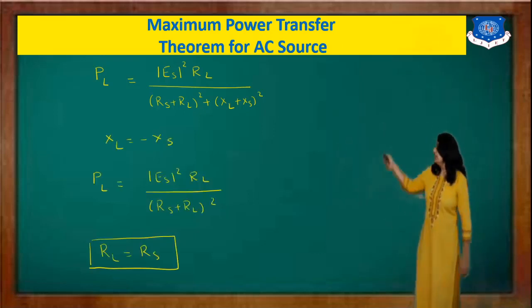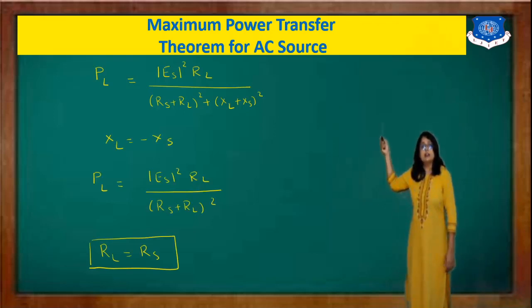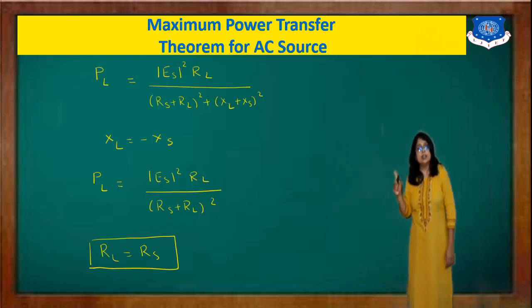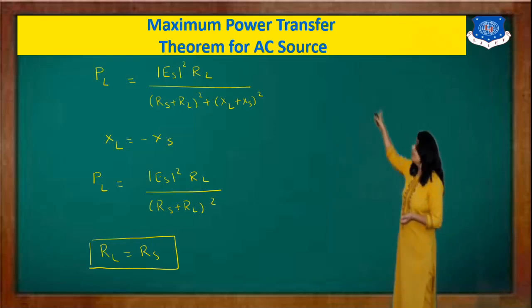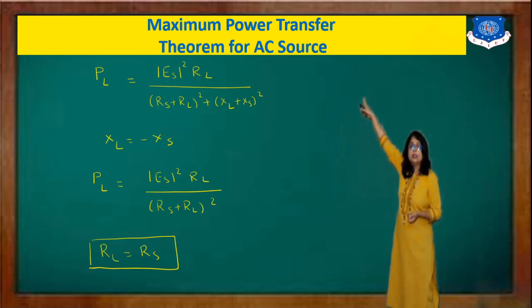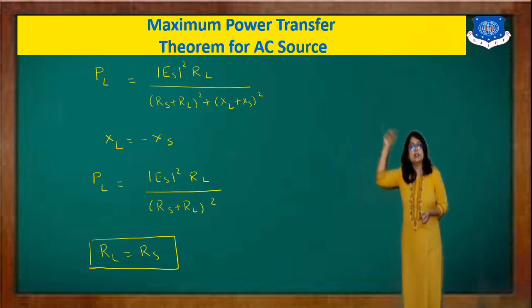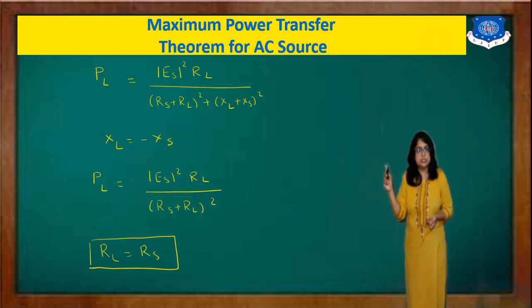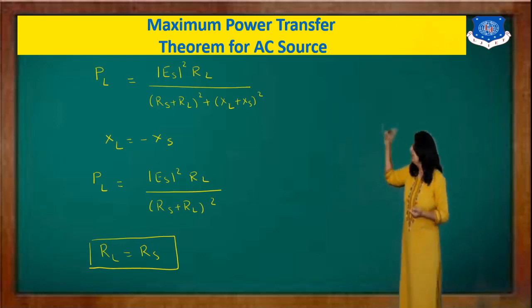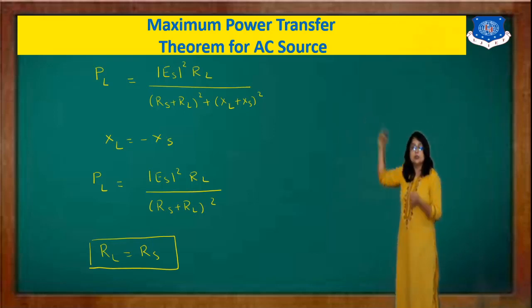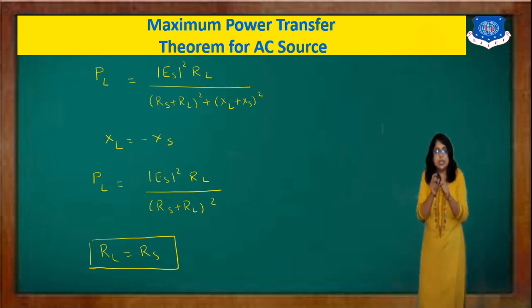Now see, we say that here XL is a variable. So if it is a variable, how can I get the maximum of power P? When my denominator is minimum. Remember this thing: I get PL maximum when the denominator is minimum. Yes, here XL is a variable, so I can tune XL equal to minus XS.